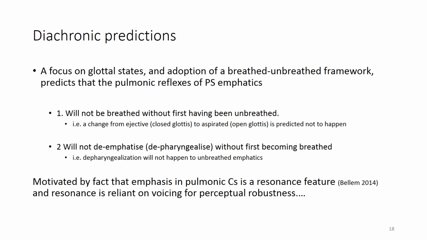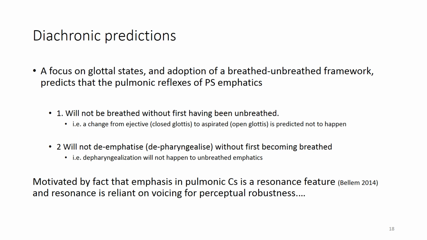If we can accept that focusing on glottal states rather than laryngeal tone, and consequently adopting a breathed-unbreathed laryngeal feature framework is the right thing to do, then two testable predictions I think follow. Firstly, pulmonic emphatics will not be breathed without first having been unbreathed, i.e. a change from ejective closed glottis to aspirated open glottis is predicted not to happen.